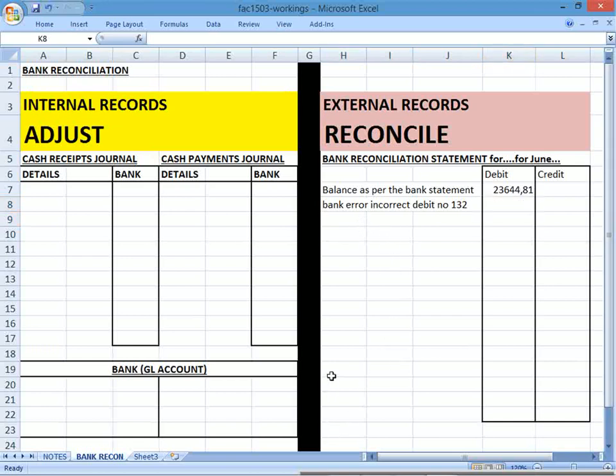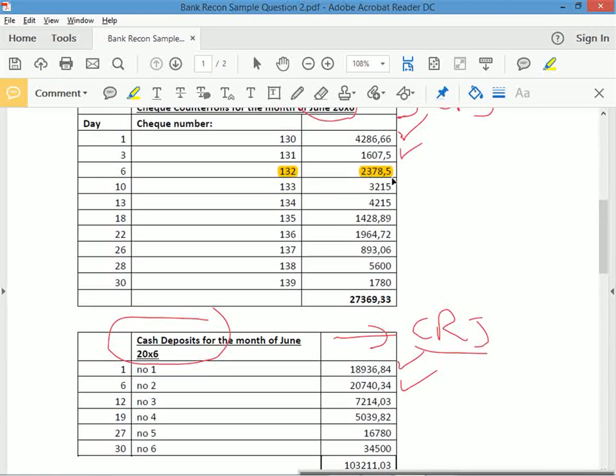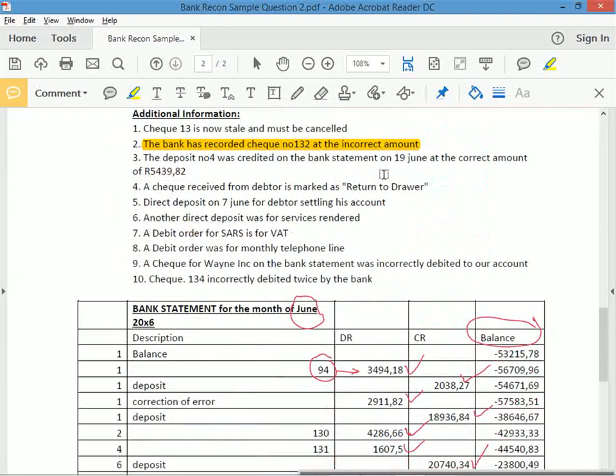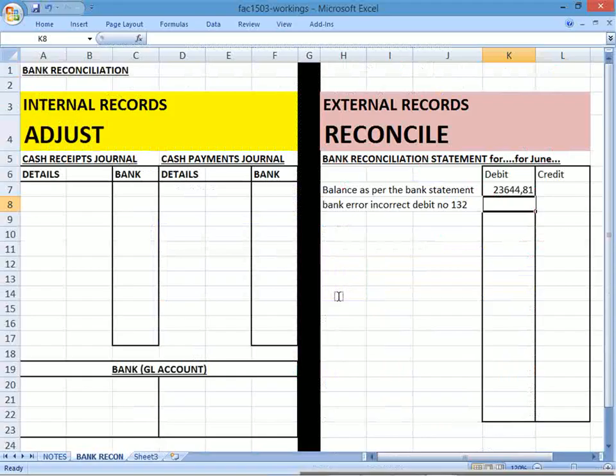What were the two amounts? Let's go back and check. What was this amount here? 2378.50. Okay, on your calculator, can you type in 2378.5, minus this figure here, 2177.5? 201. Okay. 201 is going to be an amount that I'm going to have to debit. Why? The debit is too low. The debit needs to increase. That's the bank error. Happy with that?